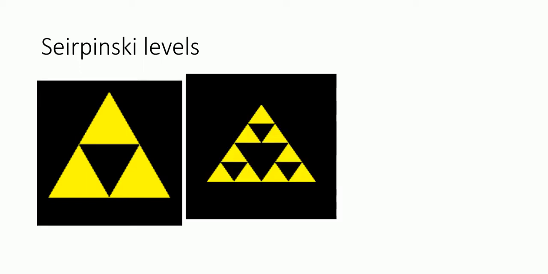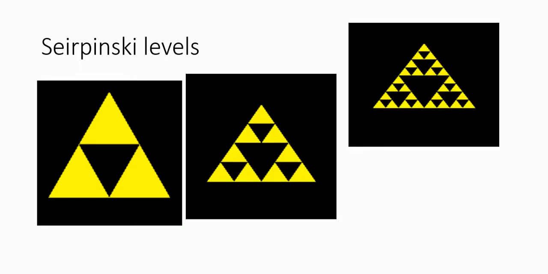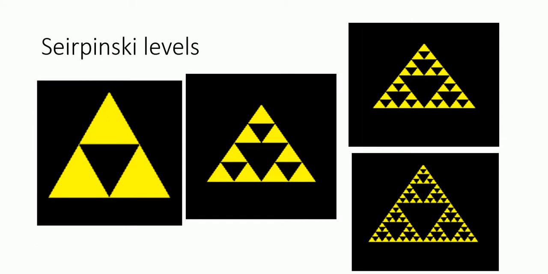Sierpinski's levels. So this is the first level, second level, third level, and then fourth level, and it goes on. So here this given triangle is divided into the first level. This is the first level division, and again it is further divided into two triangles. This is the second level, this one, and this one, and this is the third level.